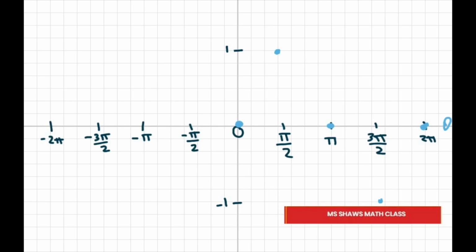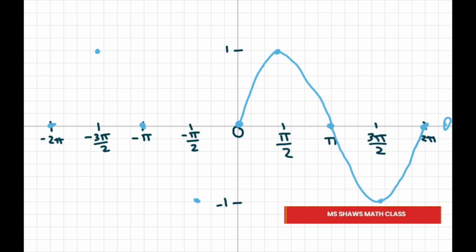Sine of negative pi over 2 was -1. Sine of negative pi is 0. Sine of negative 3 pi over 2 is 1. And you're back down to here. And it continues on and on. So we're drawing two waves. So here's your first wave, and you want to make it curvy, not so pointy.